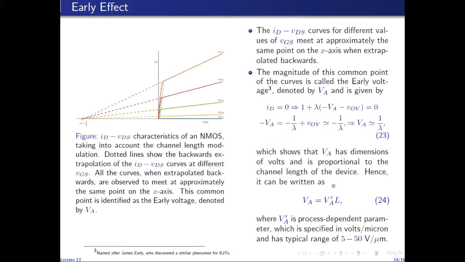Hence it can be written in terms of the length of the device like this, in which this constant VA prime is a process dependent parameter. It is typically specified in volts per micron and has a typical range of these many volts per micron.